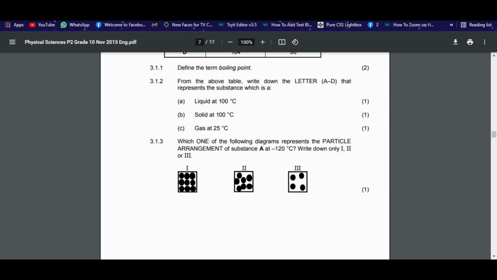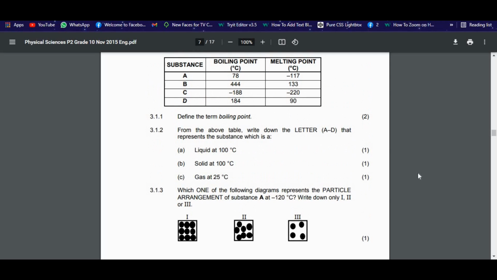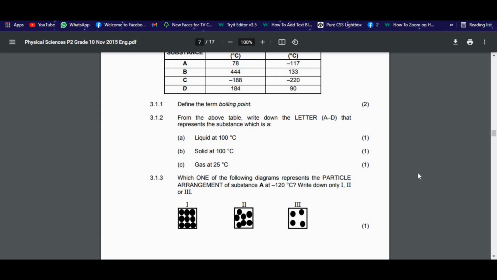3.1.3. Of course, they ask us now, which of the following diagrams represent particle arrangement of substance A at 120 degrees Celsius. Write down only I, II, or III, which is Roman numeral for 1, 2, or 3. So substance A has boiling point at 78, but melting point is at minus 117 degrees Celsius.